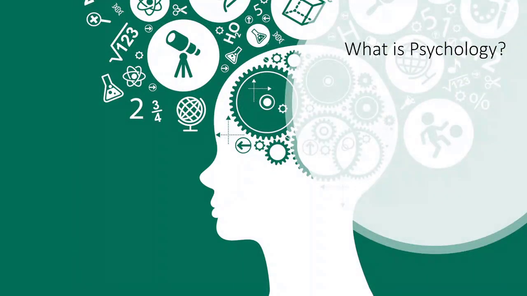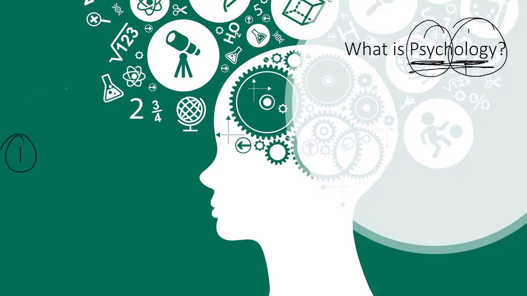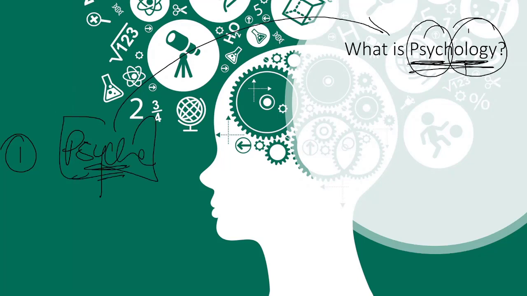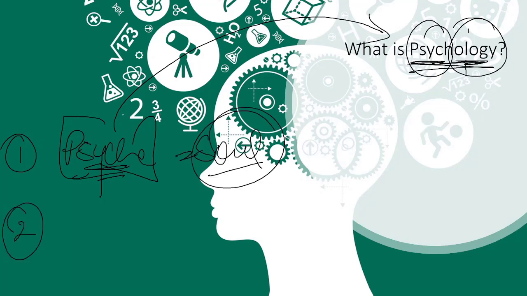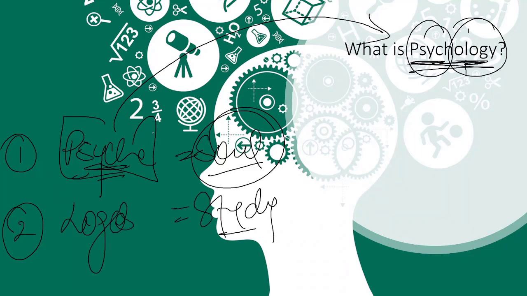So psychology, what is psychology? If you really see, there are two words, psycho and logy. Just like any other subject, sociology, anthropology, there are two words. The first part is psycho, which originates from the Greek word psyche, which means soul. And logy has come from the word logos, which means study. So psychology is basically nothing but the study of soul.